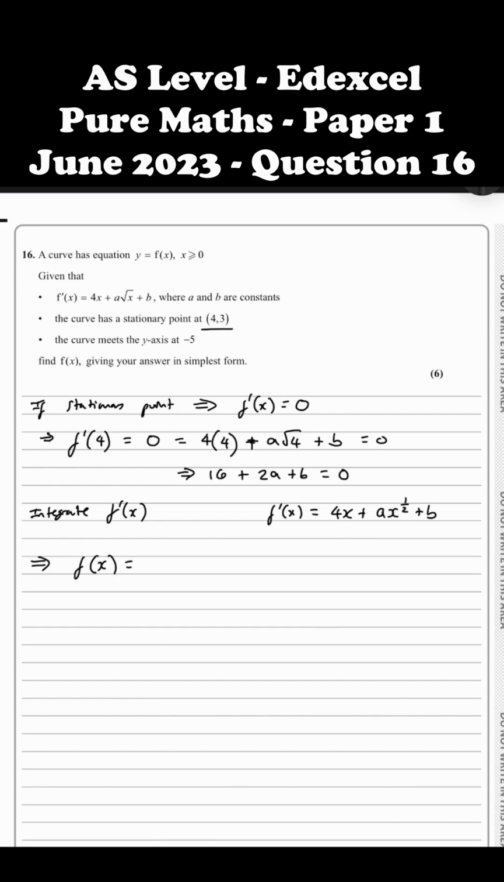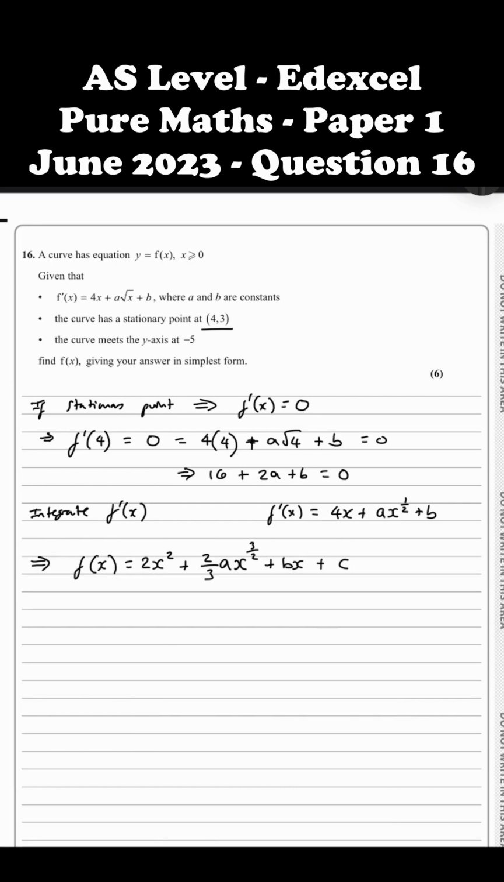I find that easier when there's a square root to integrate, when I've got the actual physical indice on there. So we're integrating 4x, which is going to be raise the power and divide by the new power, so 2x squared. Raise the power, so x to the 3 over 2, divide by the new power, so we're going to get 2/3 of ax to the 3 over 2. Then we're going to have plus bx. Then we're going to have a constant c.